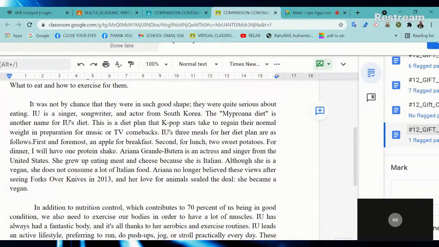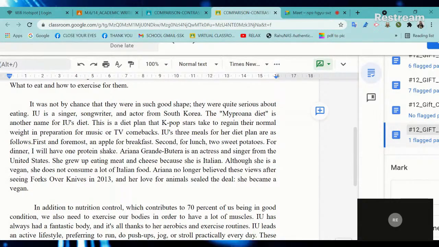Ariana Grande Butera is an actress and singer from the United States. She grew up eating meat and cheese because she is Italian, although she is a vegan. She does not consume a lot of Italian food. Ariana no longer believed in eating animals after seeing farm animals overnight in 2013, and her love for animals sealed the deal. She became a vegan.